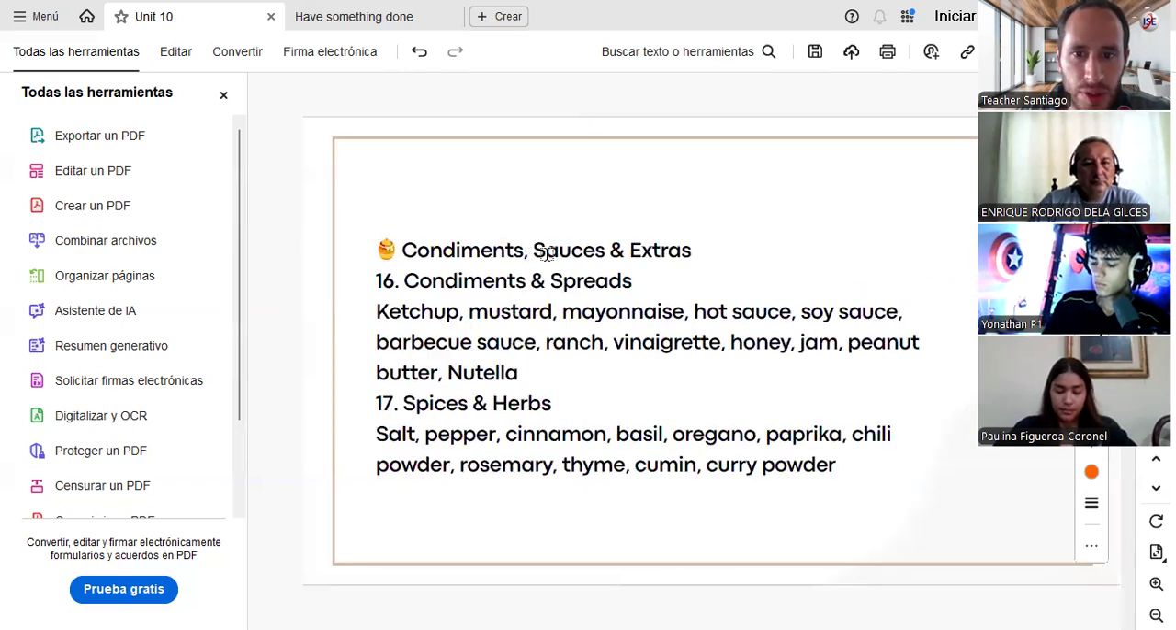Condiments, sauces and extras. Sauce means salsas. So ketchup, mustard, mayonnaise, hot sauce, butter, Nutella, ranch, vinaigrette, honey. Honey means miel, right? Jam, mermelada, peanut butter, mantequilla de maní. Spices and herbs: salt, pepper, cinnamon, basil, oregano, paprika, and a lot of them, right? This is just some ingredients, some food.